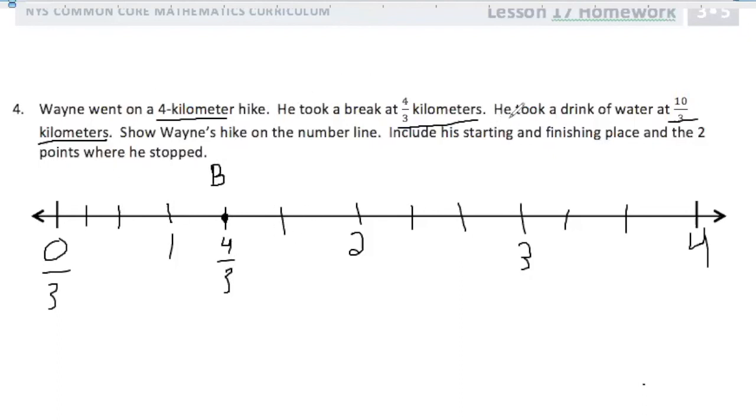And now it says he took a drink of water at 10/3. Okay, so we have to count just based off of the numerator, that top number. Forget about the bottom denominator. We already did that part. Now we're counting to 10, okay? 4/3, 5/3, 6/3, 7/3, 8/3, 9/3, and 10/3. Bam, we got it.